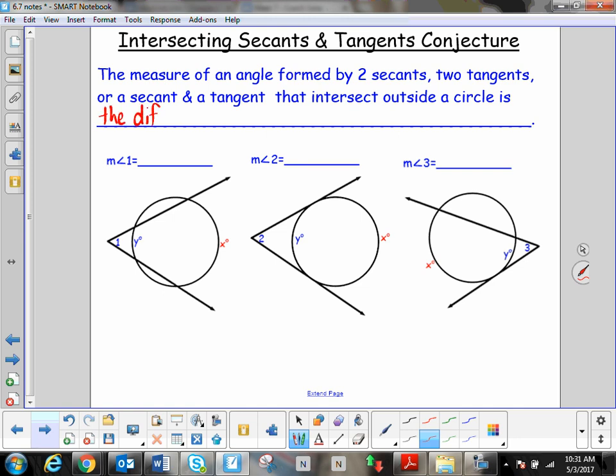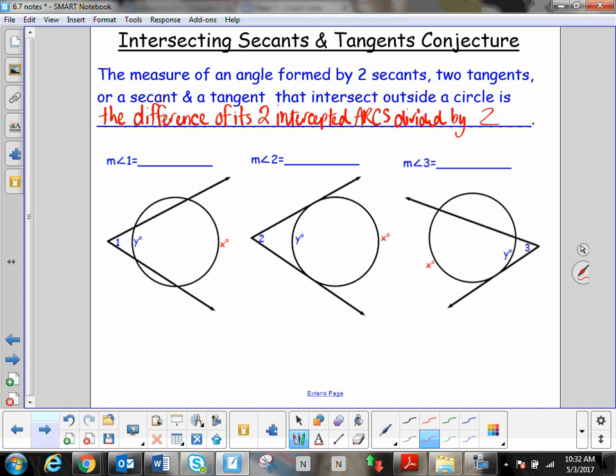the difference. What do you think we're going to do now? The difference, what does it mean to be different? Subtract, we're going to subtract. It is the difference of its two intercepted arcs, divided by 2. So it's not the average, we're going to take the difference of its two intercepted arcs.